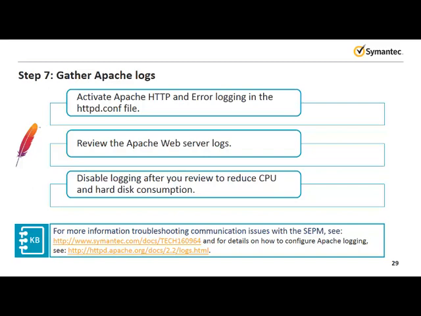The access logs record the files requested from the server and whether communication was successful. Disable the log after viewing because logging does consume CPU resources and hard disk space. For more information on troubleshooting communication issues and how to configure Apache logging, see the articles shown on the screen.